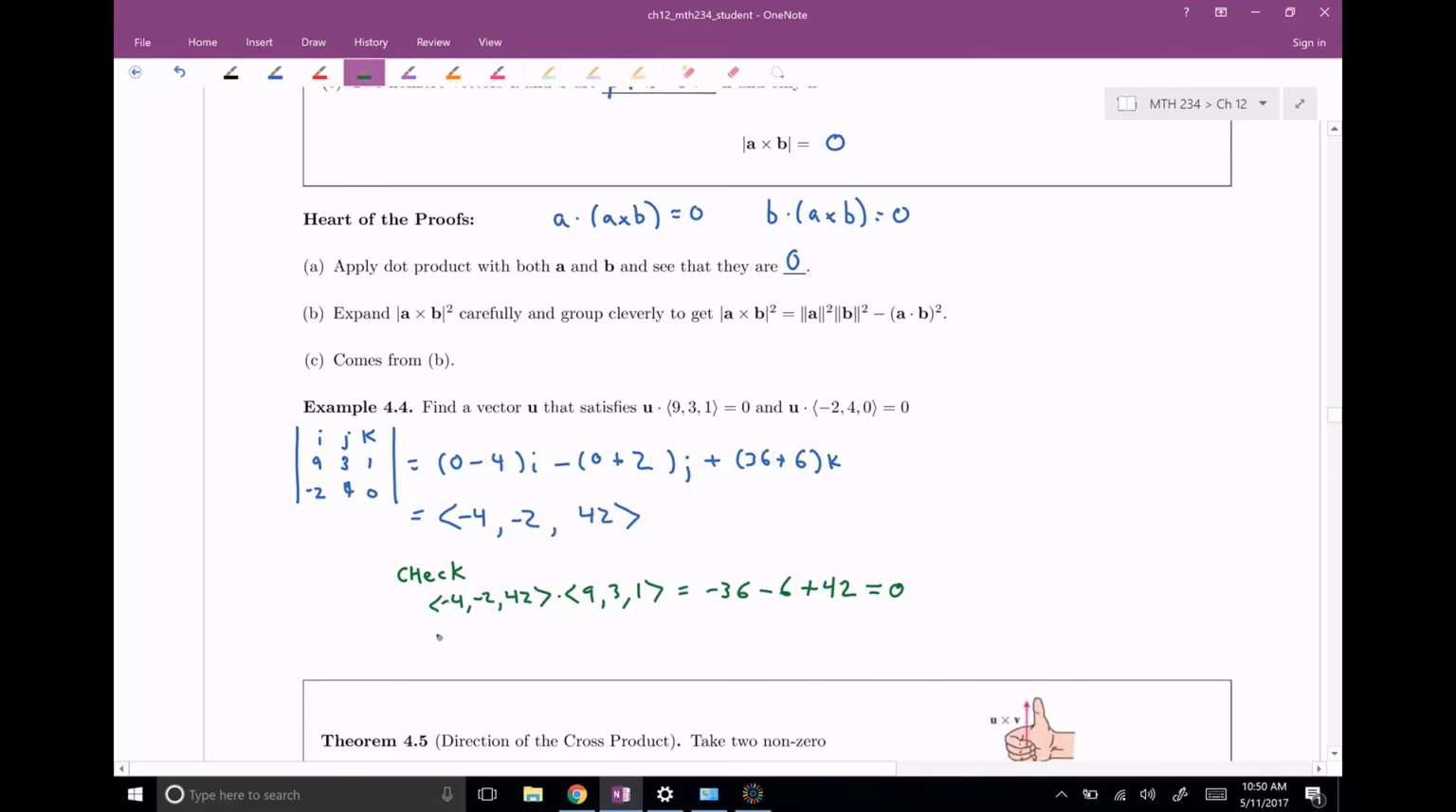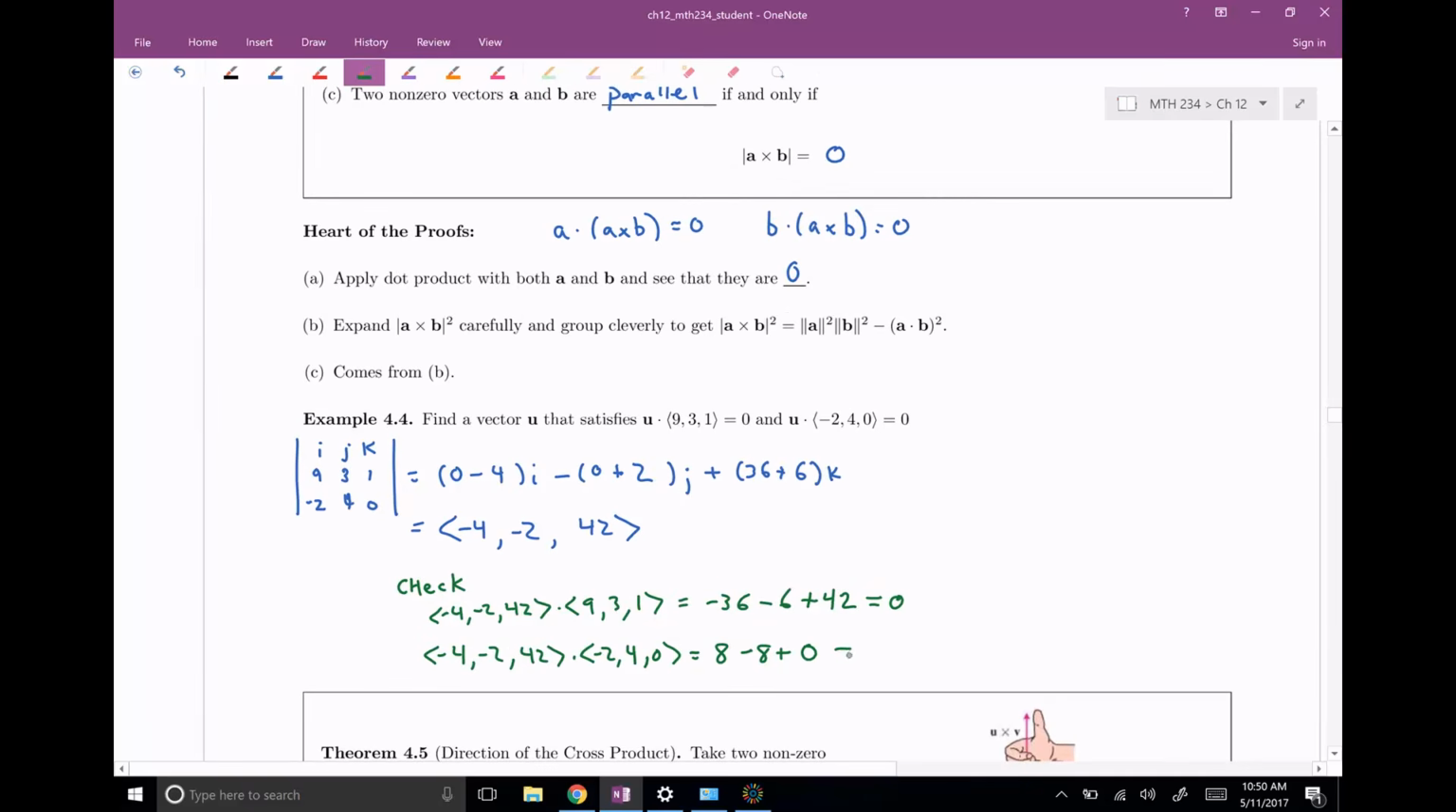Absolutely. Next one, (negative 4, negative 2, 42) dot (negative 2, 4, 0). Negative 4 times negative 2 is 8. Negative 2 times 4 is negative 8. 42 times 0 is 0. So take the dot product. Is this equal to 0? Absolutely. So in this case, we've shown that this vector, if you dot it with either one of these, you do get 0. And that's thanks again to what the cross product does. The cross product finds a vector that is perpendicular to both other vectors.